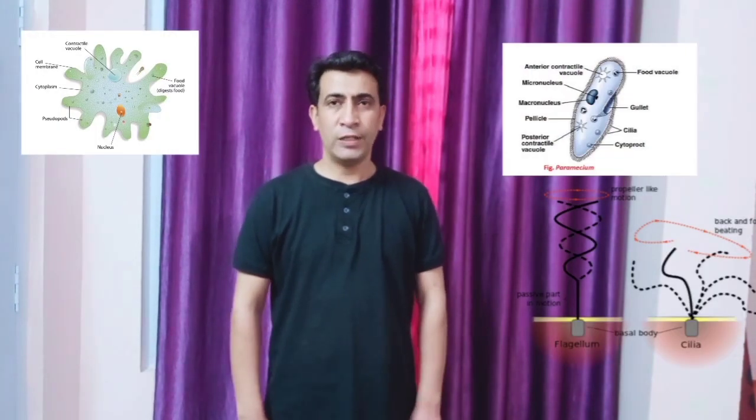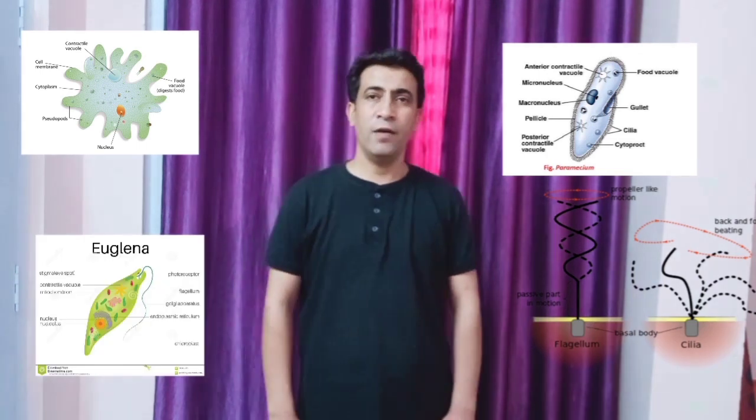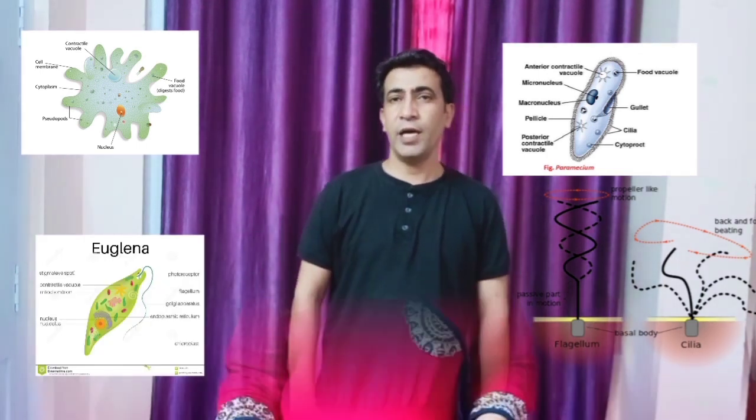Locomotion in protozoans occurs with the help of structures like pseudopodium, for example amoeba, cilia, for example paramecium, and flagella, for example Euglena. Now let's talk about how these tiny creatures eat.